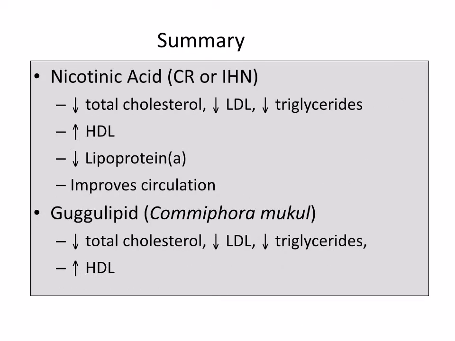So just to summarize, gugulipids lower total cholesterol, LDL, and triglycerides and increase HDL cholesterol. When you combine it with inositol hexanicotinate or IHN, you have a synergistic effect on blood lipids. So the two nutrients together are an excellent regimen for lipid lowering and increased HDL.